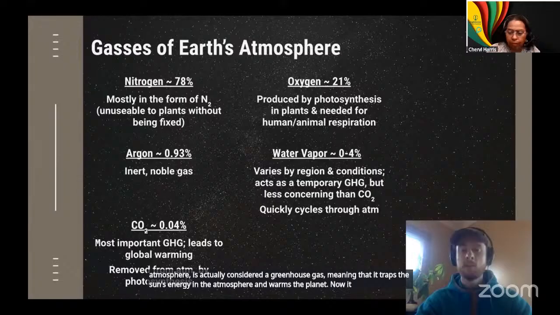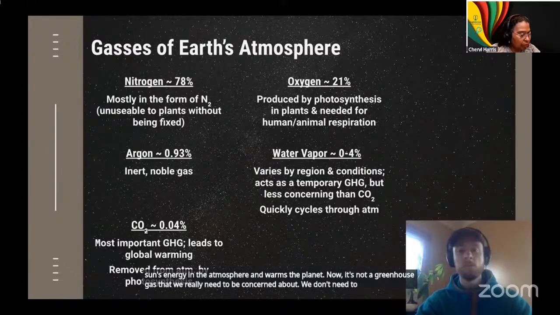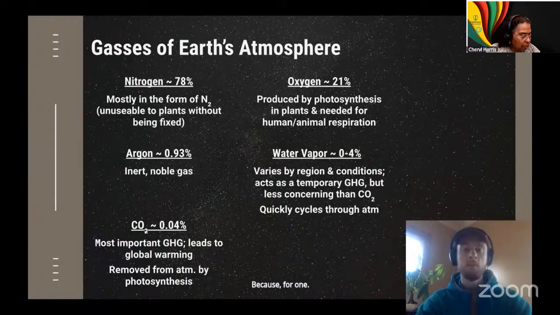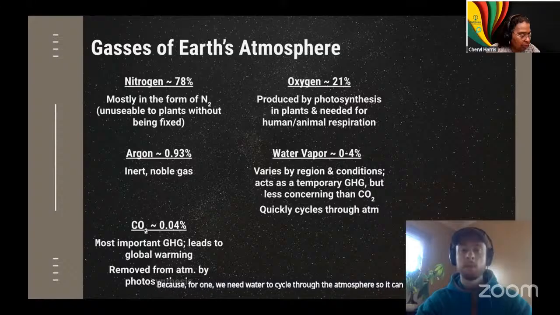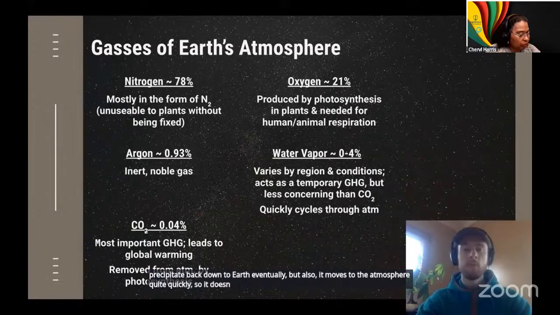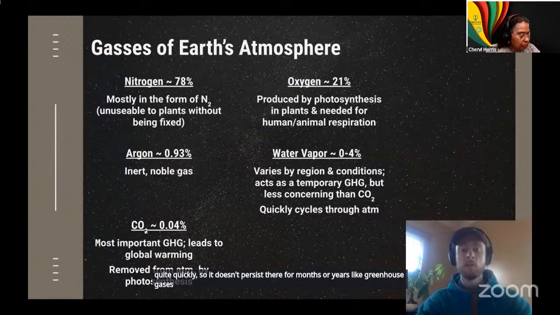Now, it's not a greenhouse gas that we really need to be concerned about. We don't need to take any actions to reduce water vapor in the atmosphere because, for one, we need water to cycle through the atmosphere so it can precipitate back down to Earth eventually. But also, it moves through the atmosphere quite quickly, so it doesn't persist there for months or years like greenhouse gases that we're more concerned about.